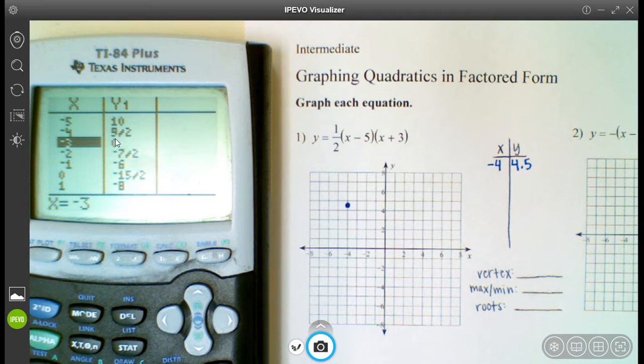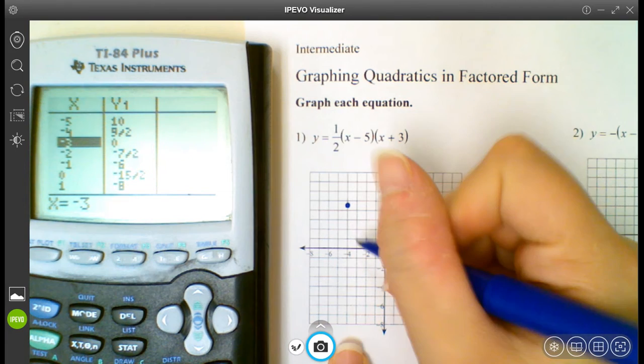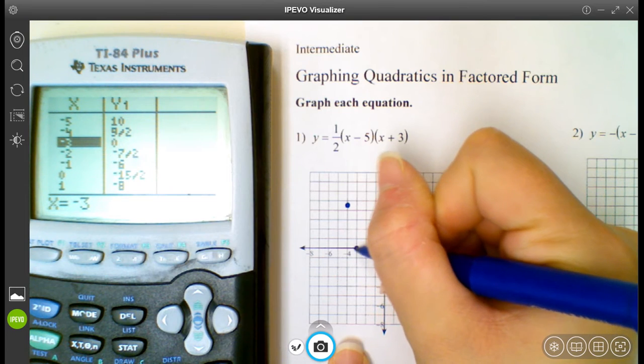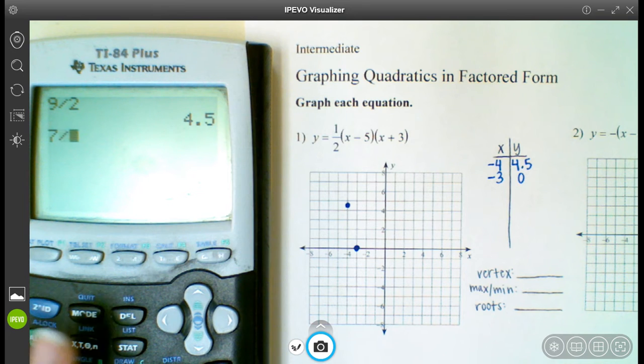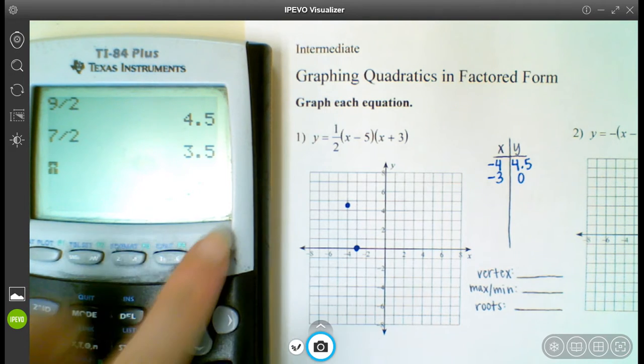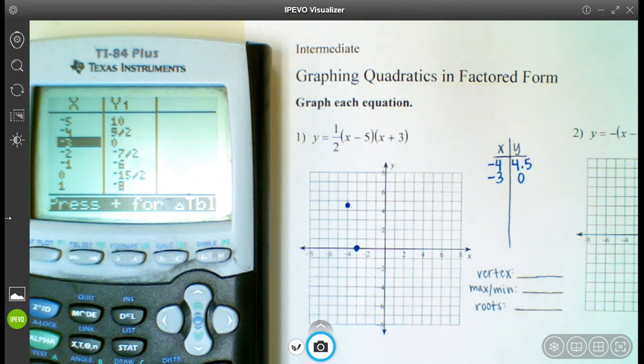So -3, 0, we'll do -2, -7.5, and so on and so forth. So let's plot -3, 0. So over to the left, -3, up nothing. Then we're going to go to -2 and -7.5. So if you're scared about that, exit out and do 7 divided by 2, which ends up giving you 3.5. Okay, so now we'll go back to our table and list it.